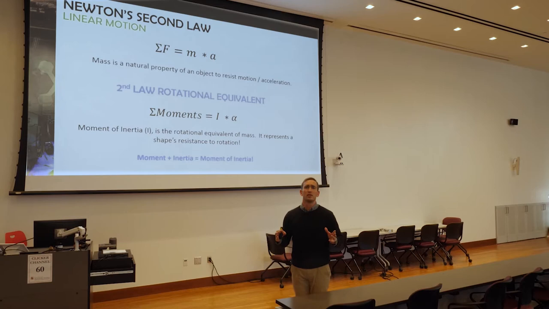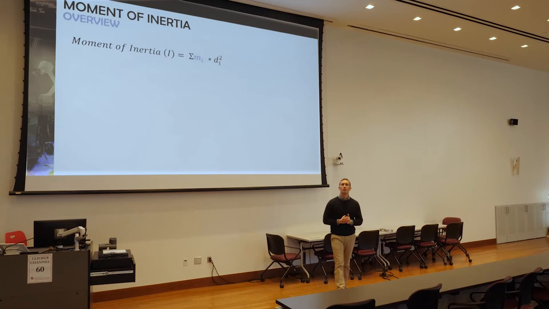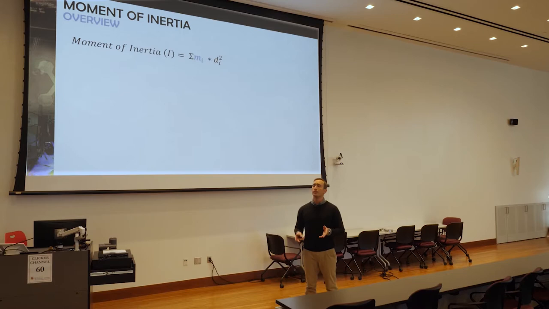So, what does it have to do with? What does it relate to? Pretty much, you can sum up that the moment of inertia of any shape is going to be equal to the sum of every piece of mass of that shape or object times the distance from that little tiny piece of mass to the point of rotation.